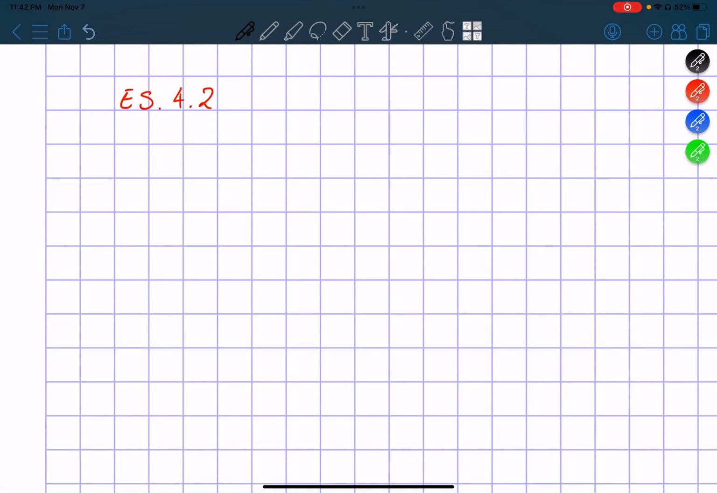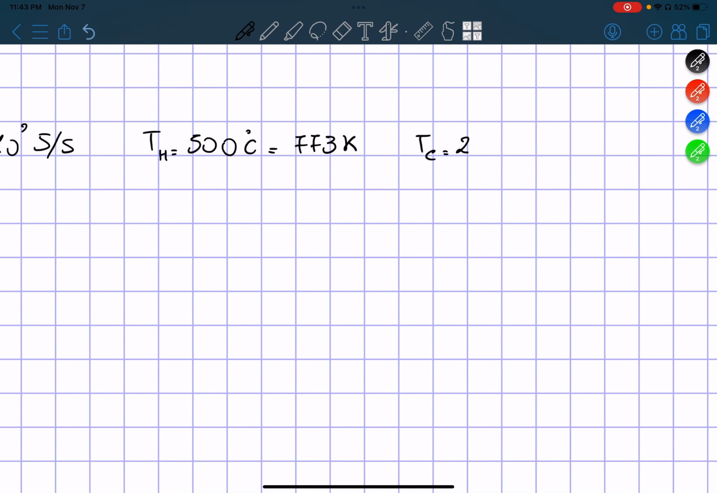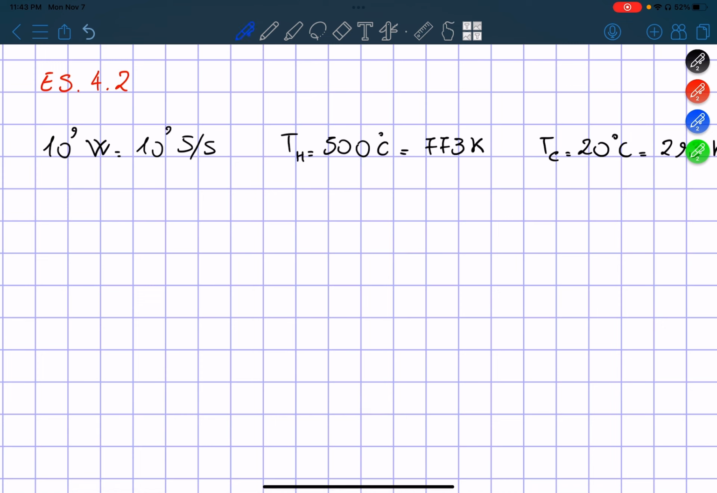Hello, everybody. So here we have problem 4.2, and we're told that we have a power plant which produces 10^9 watts, which is equal to 10^9 joules per second of electricity. The temperature of the steam is T hot, 500 Celsius, which is equal to, let's just say, 773 Kelvin. The temperature of the environment, the cold one, is 20 Celsius, which is equal to 293 Kelvin.